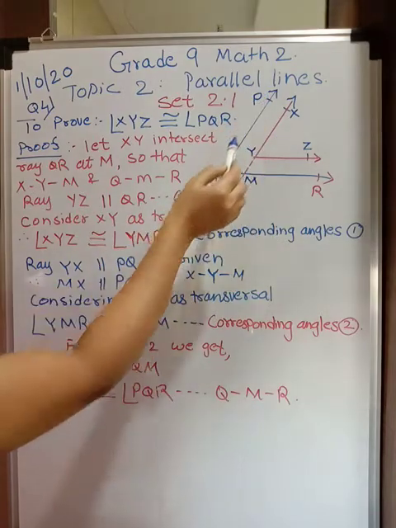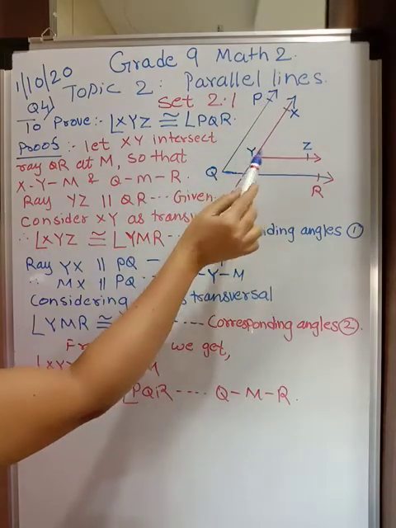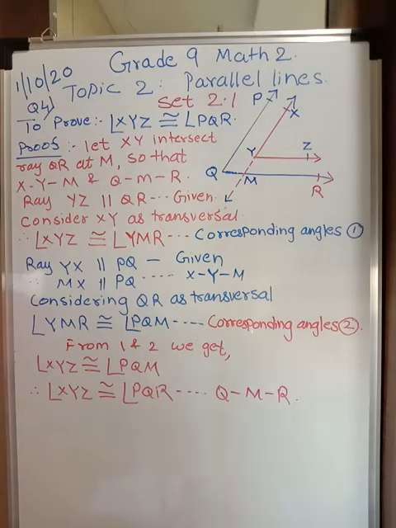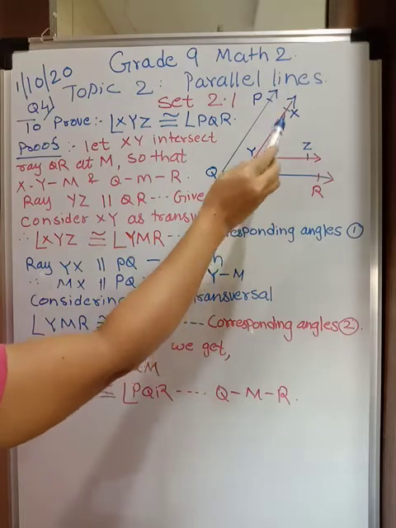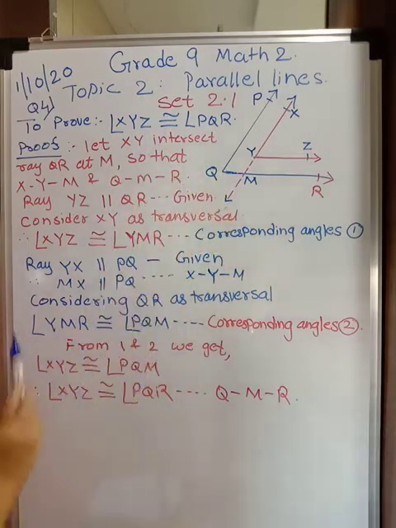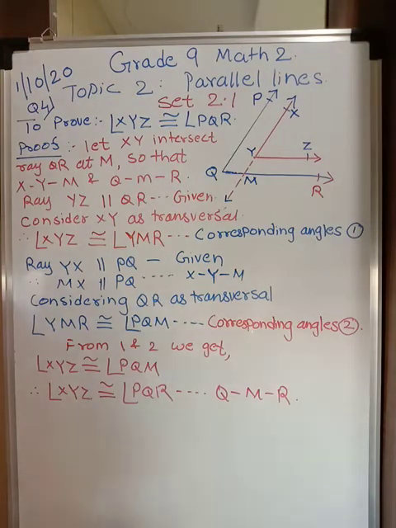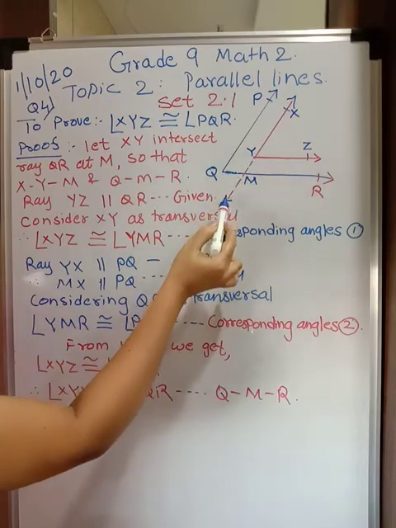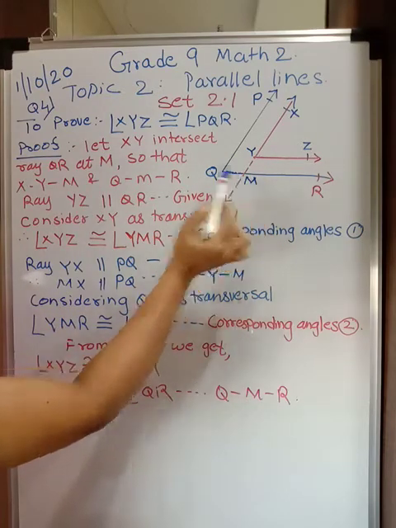That means PQ and XY are parallel. YZ and QR are parallel. Okay, sides of the angles are parallel to each other. And we have to prove that this angle, that is XYZ, is equal to angle PQR. It is very easy and simple. You just have to extend ray XY over here backwards. Let it cut QR at point M.